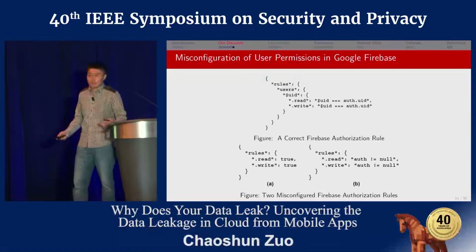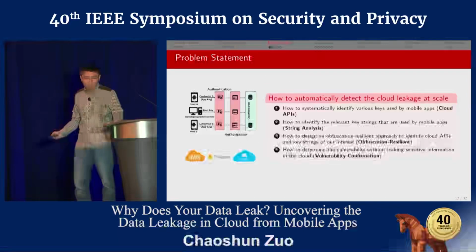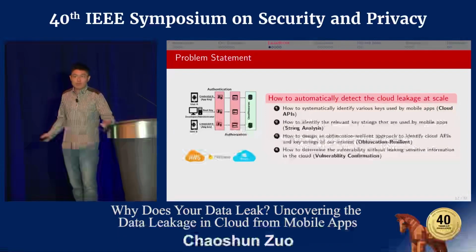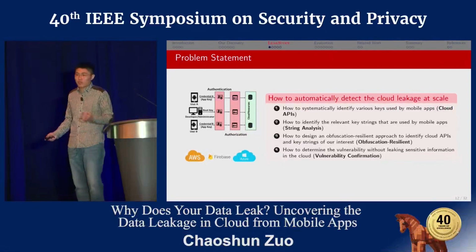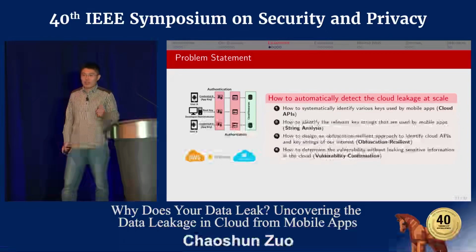Obviously, misconfiguration can lead to serious data leakages. Given those observations, our next question is how to automatically detect the cloud leakage vulnerability at a large scale. To do so, for a given app, first, we need to get the keys from the mobile app. Otherwise, we are unable to locate the corresponding backend instance.